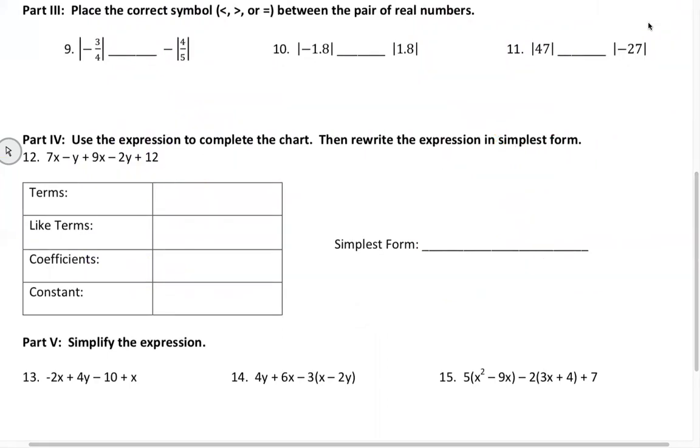For this section, it says, place the correct symbol, less than, greater than, or equal to, in between. So which one's bigger? Well, the absolute value of negative 3/4 is 3/4, and the absolute value of 4/5, I take the opposite of that, is negative 4/5. So 3/4 is bigger. That one's easy. The absolute value of negative 1.8 is 1.8, and the absolute value of 1.8 is 1.8, so you can see that they are equal. The absolute value of 47 is 47. The absolute value of negative 27 is 27, so you can see that 47 is bigger.